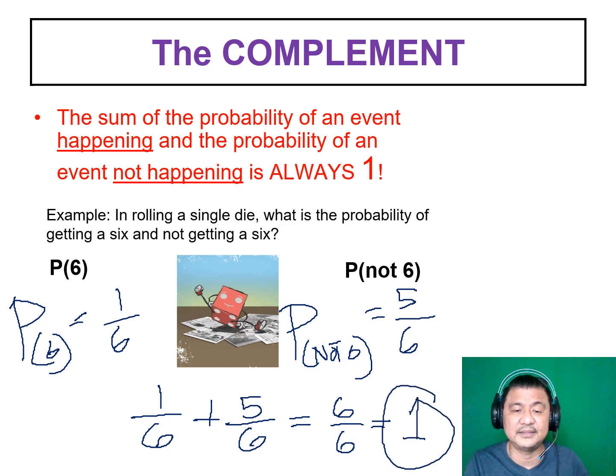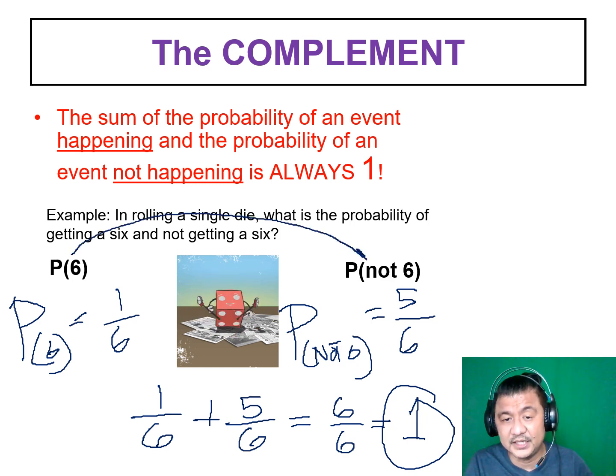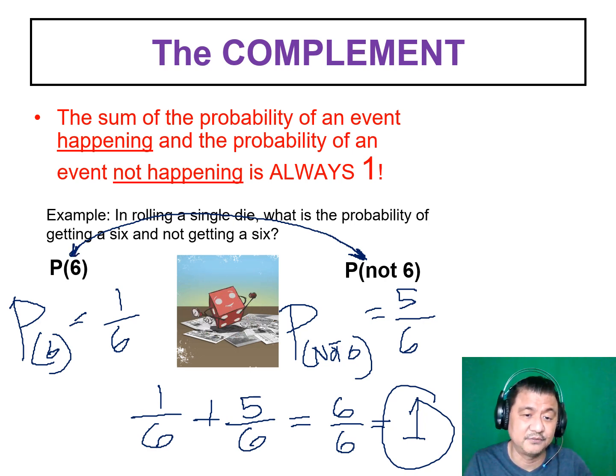All right. So the probability of getting a 6 complements the probability of not getting a 6, and the probability of not getting a 6 complements the probability of getting a 6. Put them together, it's always equal to 1.